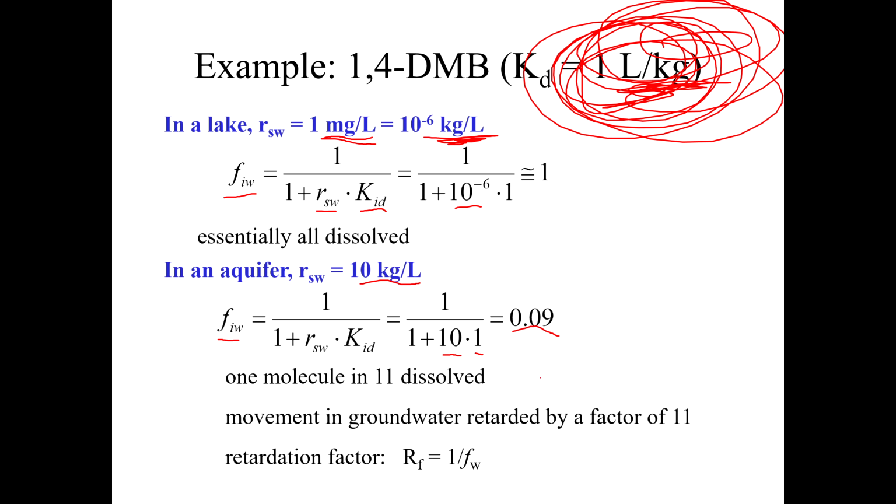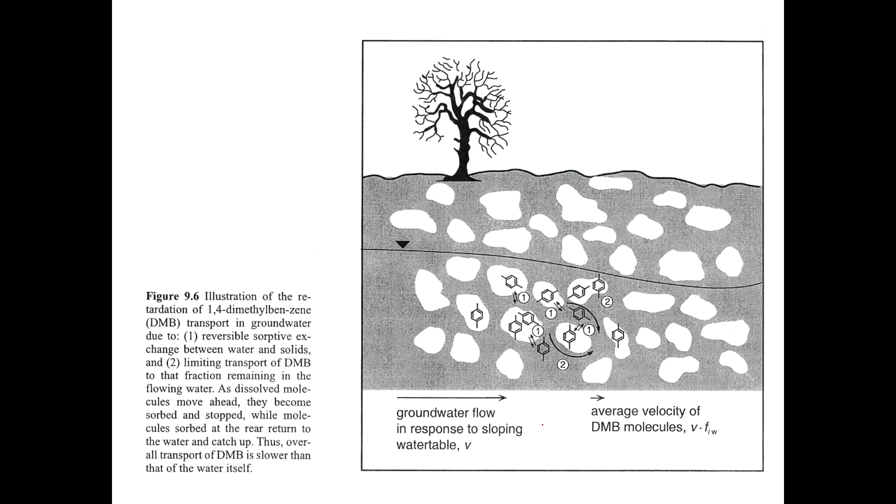So if the groundwater is moving at, let's make the math easy, let's say 11 meters per year, then your chemical is only moving 1 meter per year. And that's what we call the retardation factor, RF, which is 1 over Fw. So again, in this case, your retardation factor would be 1 over 0.09, or 11. And so your chemical is retarded by a factor of 11. The water moves 11 meters per year. Your chemical only moves 1 meter per year. And here's a pictorial demonstration of that.